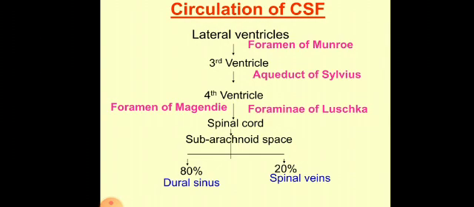So now let's see the circulation of cerebrospinal fluid. The CSF is formed in the lateral ventricles and it flows into the third ventricle through the foramen of Monro. You can see it in the flow chart here. From the third ventricle, it flows into the fourth ventricle through the aqueduct of Sylvius. The CSF from here then flows into the subarachnoid space through the foramen of Magendie and the foramen of Luschka. Now nearly 80% of the CSF from the subarachnoid space will enter the dural sinuses through the arachnoid villi.